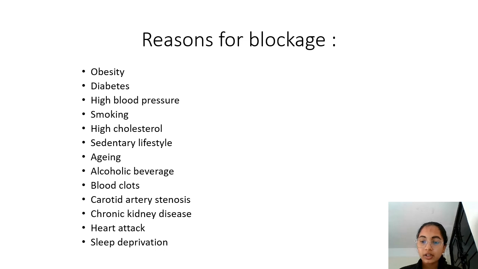So let's see what are the reasons for blockages. First one is obesity, then diabetes, high blood pressure, smoking, high cholesterol, sedentary lifestyle, aging, alcoholic beverages, blood clots, next heart attack, next sleep deprivation.